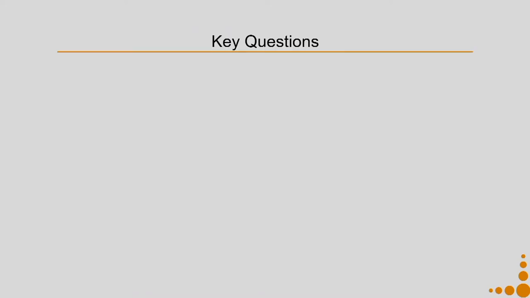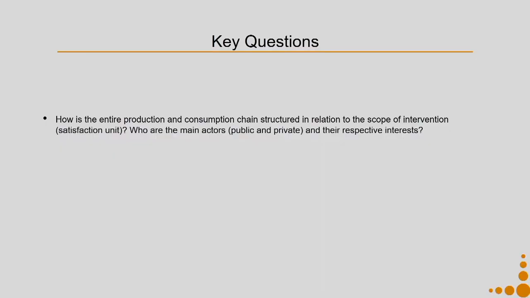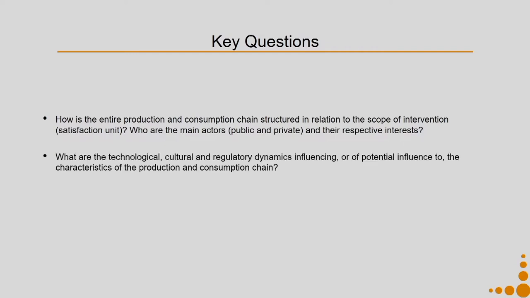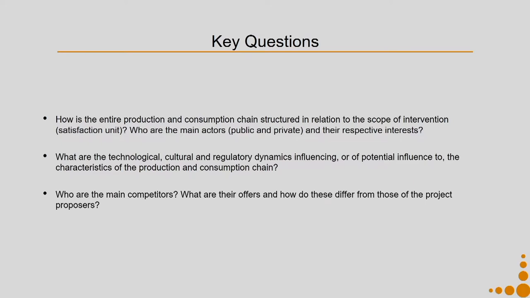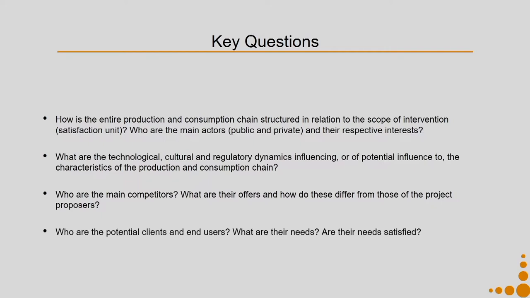So let's see how these tools work. Before that, we will look at the key questions that we need to ask in this process, the reference context analysis. First question: how is the entire production and consumption chain structured in relation to the scope of intervention or satisfaction unit? Who are the main actors, both public and private, and their respective interests? What are the technological, cultural, and regulatory dynamics influencing, or of potential influence to, the characteristics of the production and consumption chain? Then, who are my main competitors? What are their offers and how do these differ from those of the project proposers?